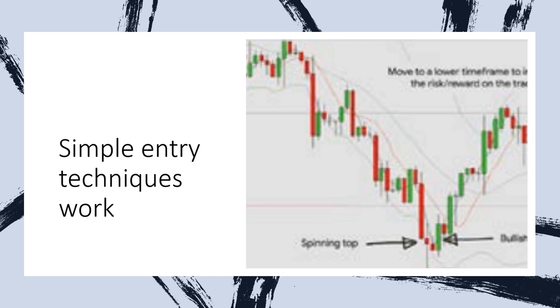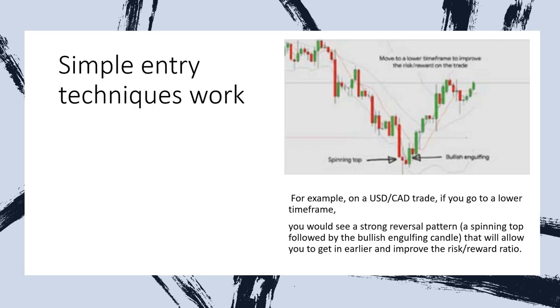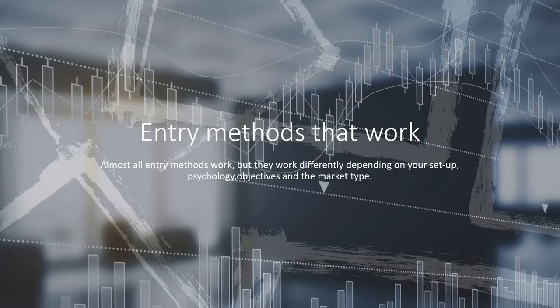So let's talk about simple entry techniques at work. For example, on the USD CAD, if you want to go to a lower time frame, you would see a strong reversal pattern. So here we were looking at opportunity. We dropped it down to a smaller time frame, and we saw a strong reversal, a spinning top followed by a bullish engulfing candle that will allow you to get in earlier and improve your risk reward ratio. So by dropping down our time frames, we got a specific entry point based on a candlestick pattern, if that's what we use. Entry methods at work.